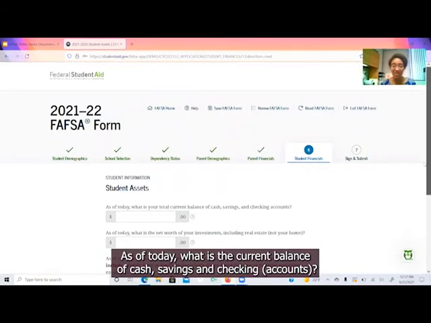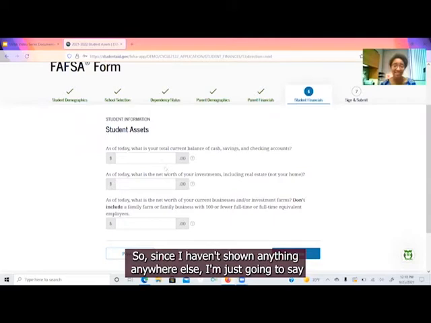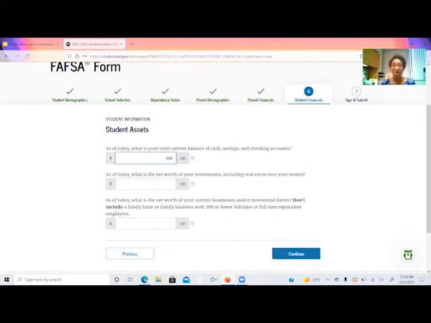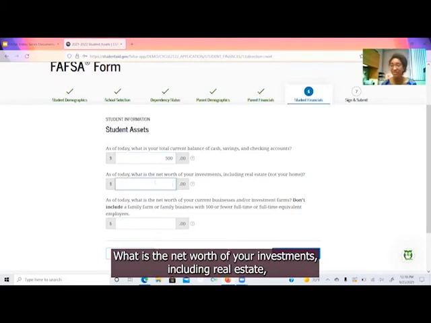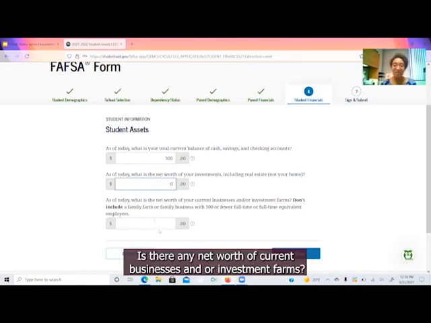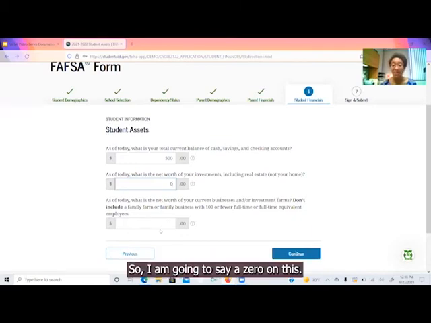As of today, what is the current balance of cash, savings, and checking? Since I haven't shown anything anywhere else, I'm just going to say that I have $500 in my bank account. What is the net worth of your investments, including real estate, which is not going to be your home? And for this, I'm just going to say a 0. Is there any net worth of current businesses and/or investment farms? Do not include a family farm on which you live or a business with 100 or fewer full-time employees. So I am going to say a 0 on this.